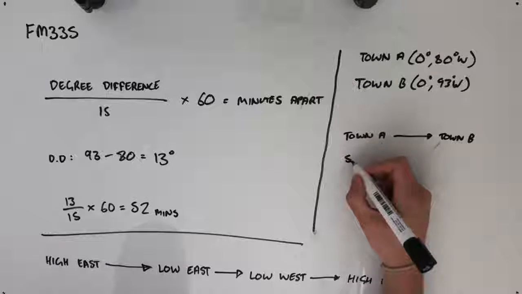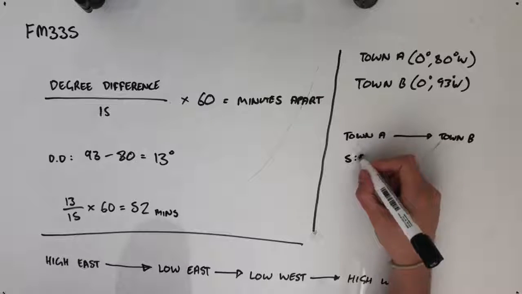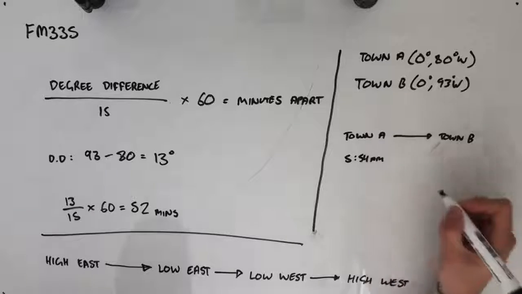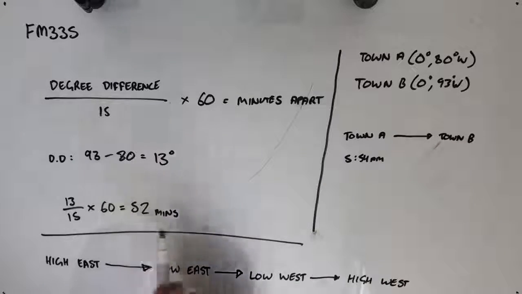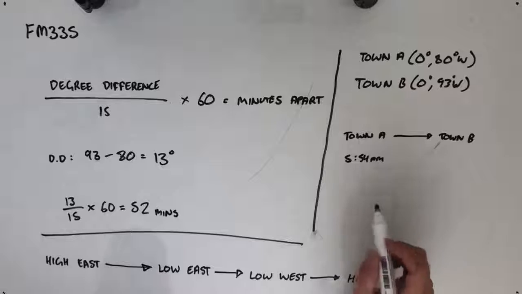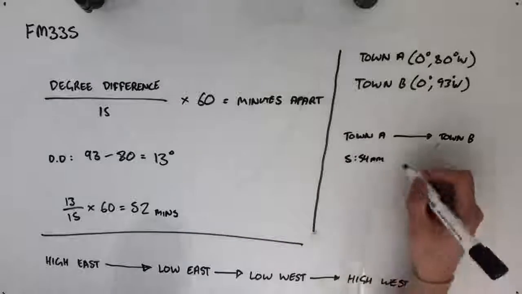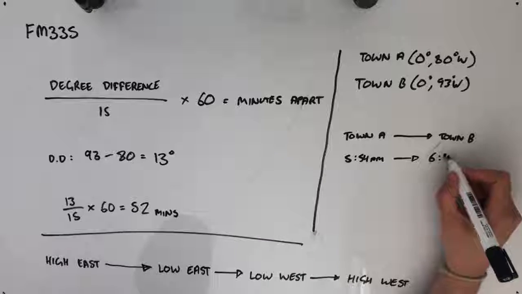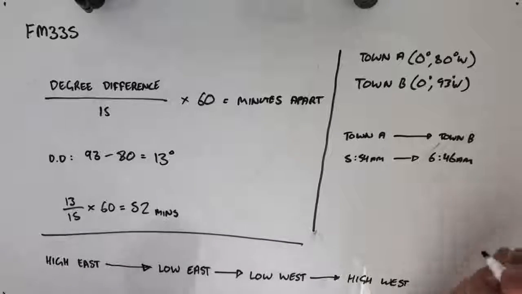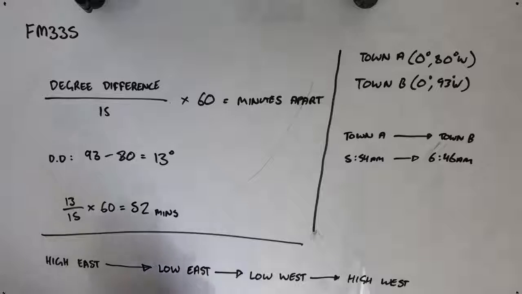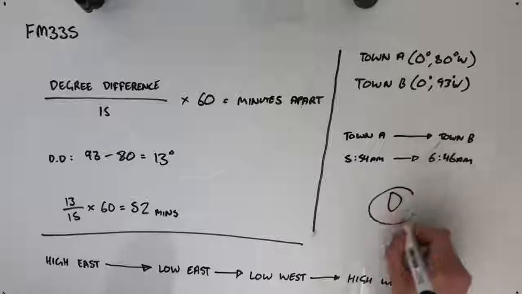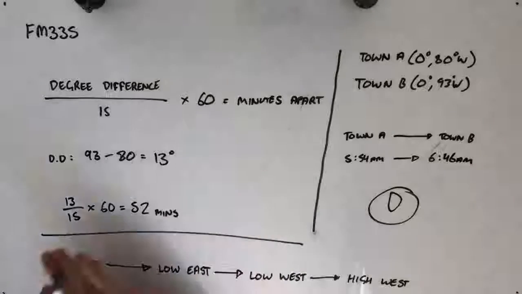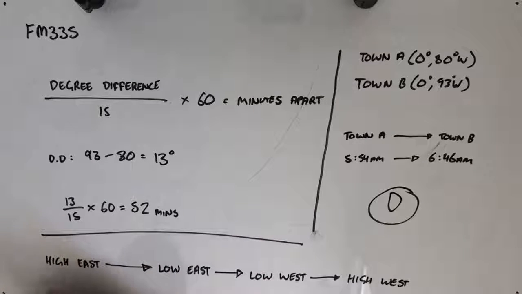So Town A has their sunrise at 5:54 a.m. and then adding 52 minutes to this, Town B is going to have their sunrise 52 minutes later, which transferring that across becomes 6:46 a.m. Meaning that our answer to the question, what time is the sun expected to rise in Town B? Option D, 6:46 a.m.